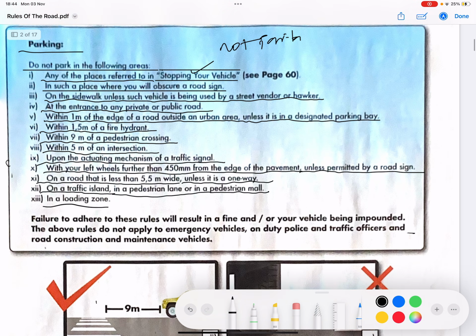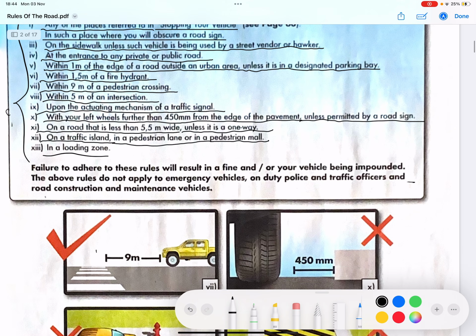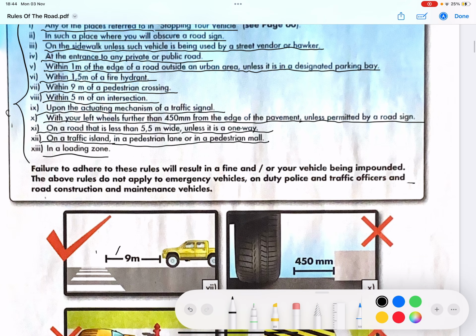My lovely friends, these are all the places where you may not park your vehicle. You may not park your vehicle in any of the above mentioned places. Failure to adhere to these rules will result in a fine and or your vehicle being impounded. If you fail to follow these rules with regards to parking, your car may be impounded or you get a fine.